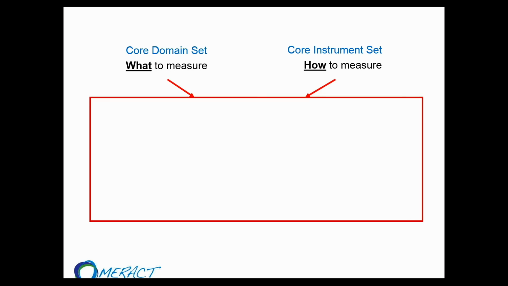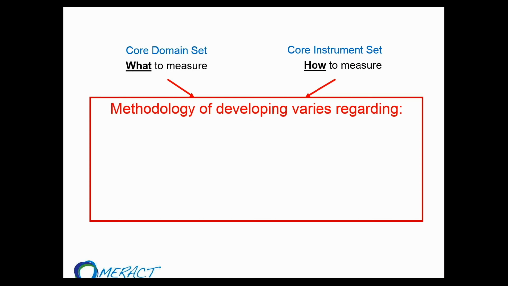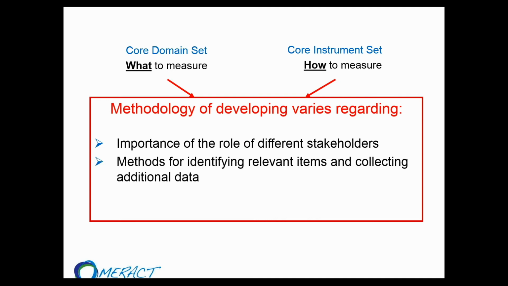Again, the difference between these two, you have a core domain set that sets out what is important. You have the core instrument set that says how should you measure these domains. And then it's important to realize that the methodology of developing these two types of core sets are not completely the same. So they are a little bit different in the sense that the important role of the different stakeholders is not the same. The method for identifying the relevant items and how to collect additional data is different. And then finally, also the way that you develop consensus might not be the same. But this is something we are also now developing and exploring.